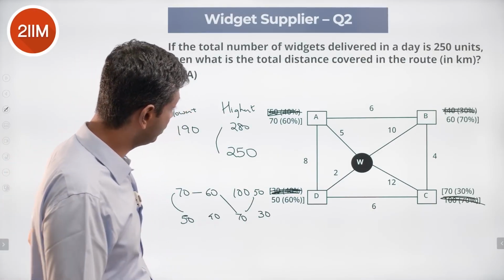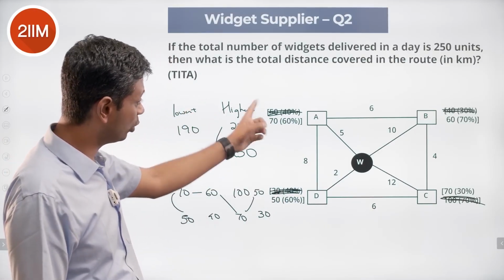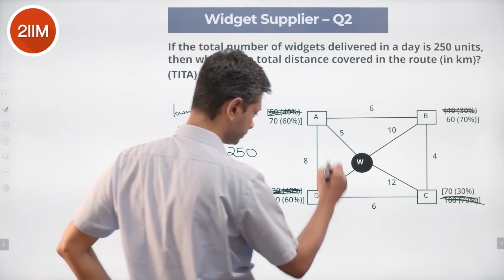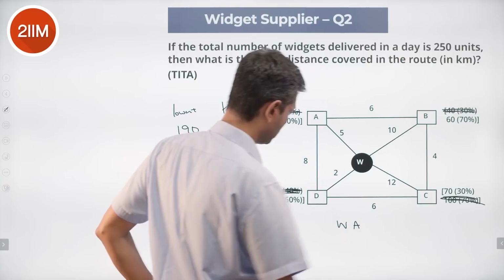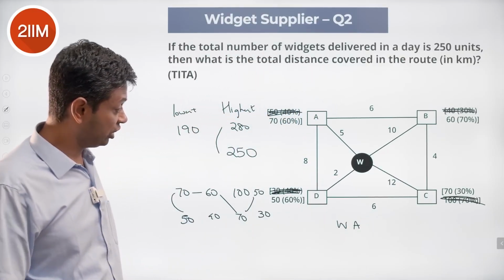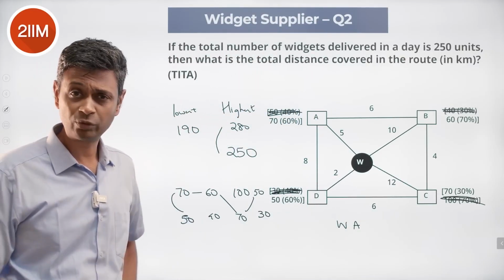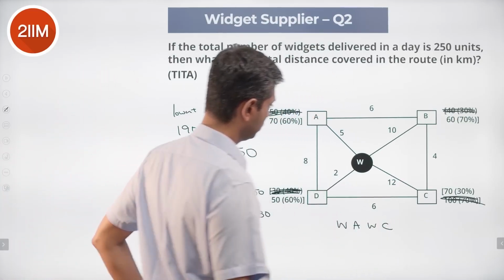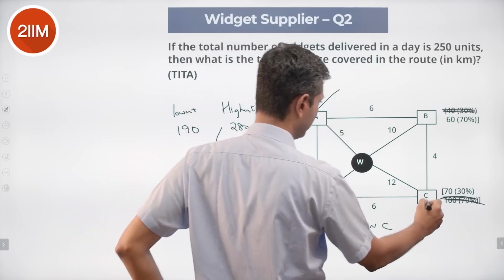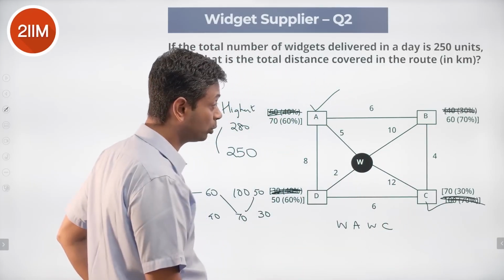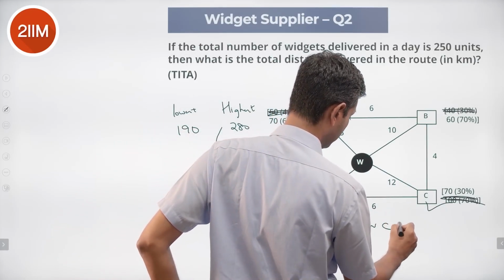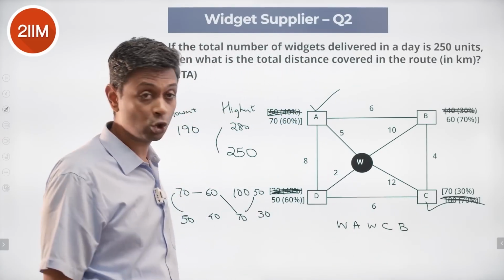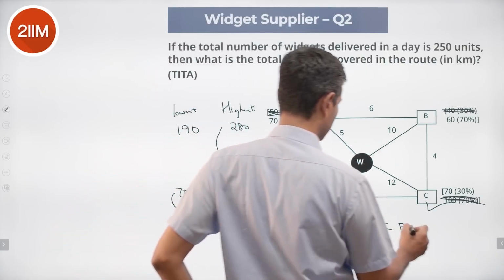So now my method becomes simpler. Where do I go? I go from W to A or C. Therefore, I go to A because A is closer. W to A is 5 kilometers. From A, I then go to C. I cannot do AC. I have to do AWC. From W, A, C. So I've delivered to A, I've delivered to C. I have 60 and 50 remaining. I have to go to B. From C, I go to B, which is nice. From B, I have to go to D. I have to go via W. B, W, D.